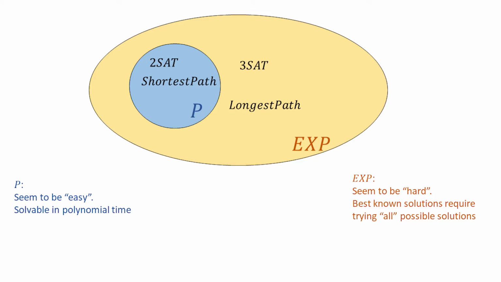On the other hand, three-sat and longest path belong to this class that we called EXP, short for exponential. And these seemed, at least, to be hard, where the best known solutions we had for these problems was one where we essentially had to try all of the possibilities. So note that we didn't say that it definitely was going to require checking all the possibilities to solve three-sat and longest path. We just said that nobody at this point in time knows of any better solution.